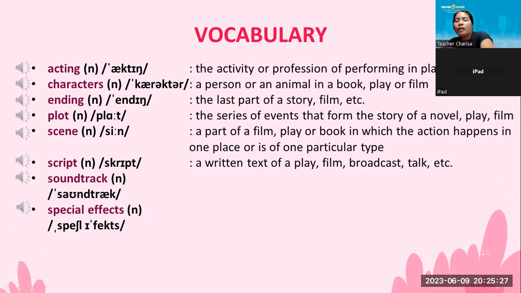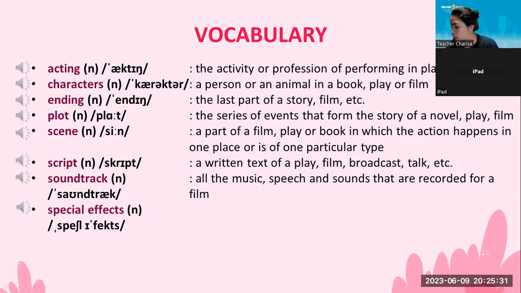Soundtrack. What do you mean by soundtrack? It's all the music, speech, and sounds that are recorded for a film. Okay, so the music, speech, and sound that are recorded for a film.